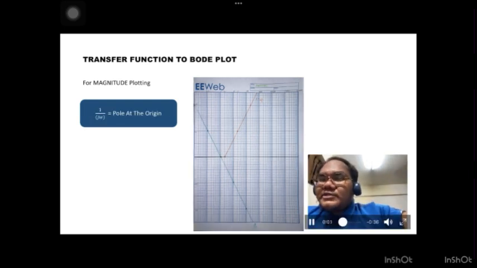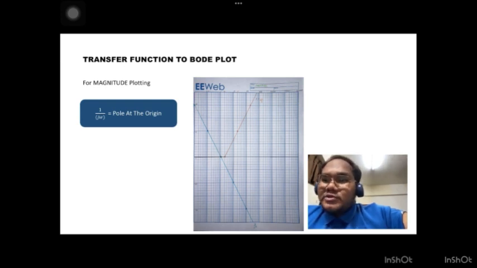As for the next function, it is 1 over jω. It has no gain, so the line will be decreasing. So we start from 0.01, and the decade for 0.01 is 0.1, the decade for 0.1 is 1, then the decade for 1 is 10, and the decade for 10 is 100.